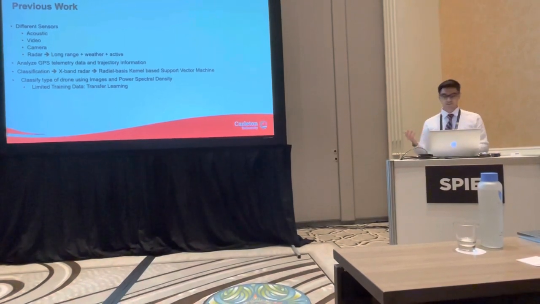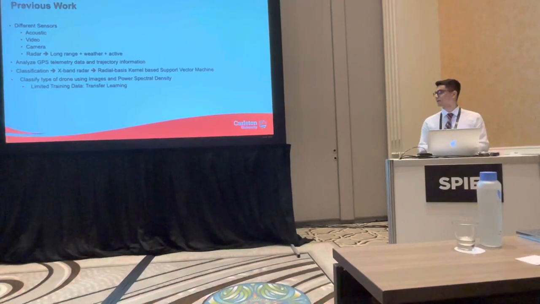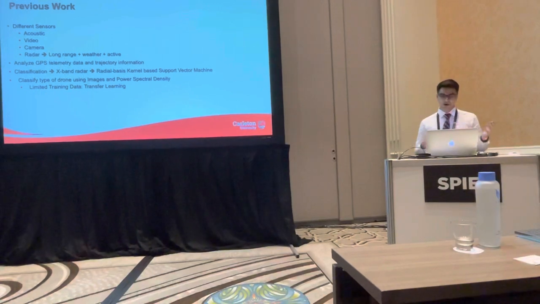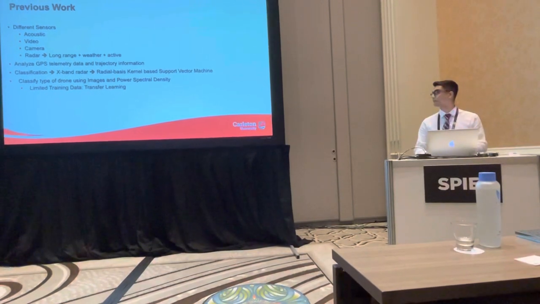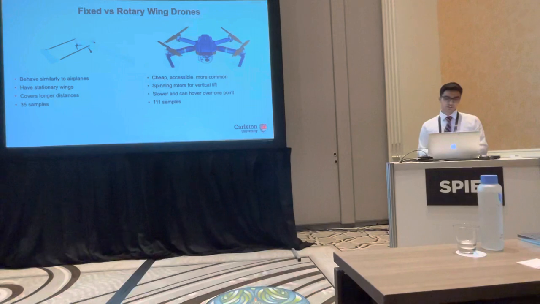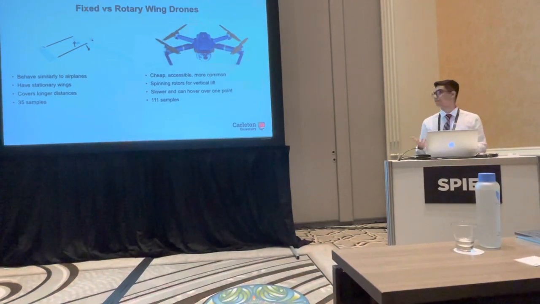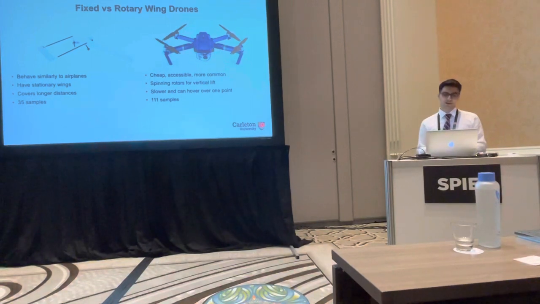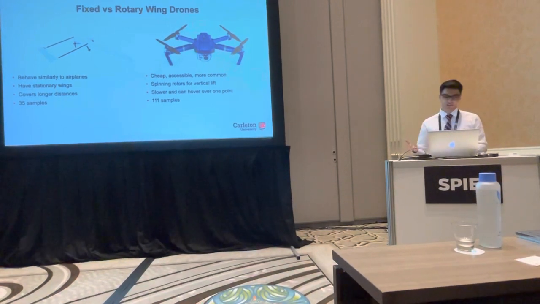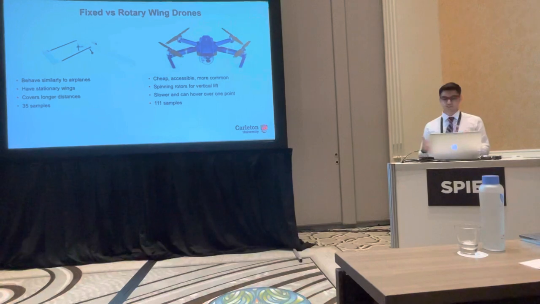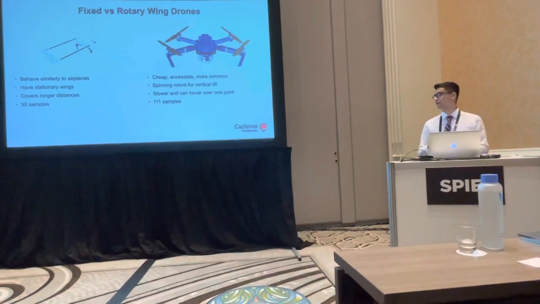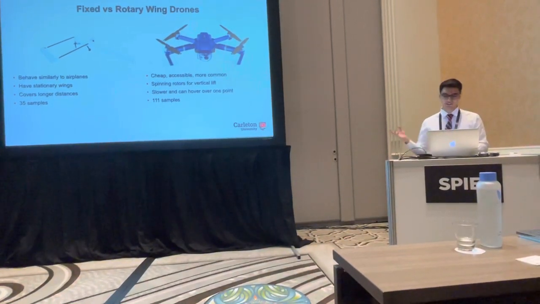Classification has also been done using an SVM and an X-band radar, and also using images and power spectral density and transfer learning. So the first thing that we need to talk about is what's the difference between the two classes that we wanted to classify. A fixed wing drone behaves like an airplane. It has stationary wings, it covers longer distances, and it's also more rare. This is actually reflected in the data set as well.